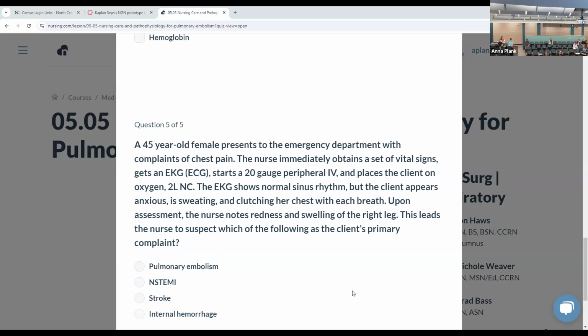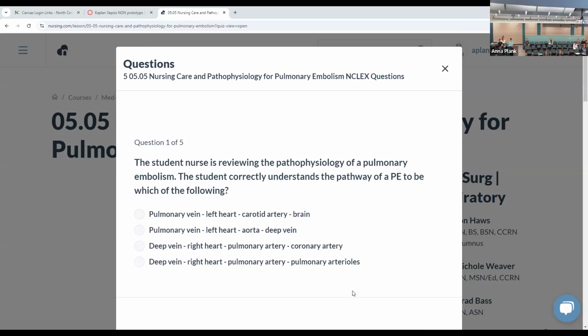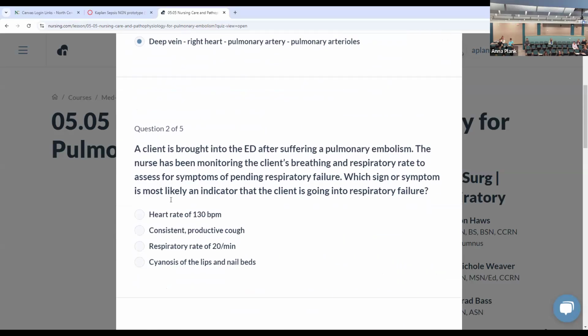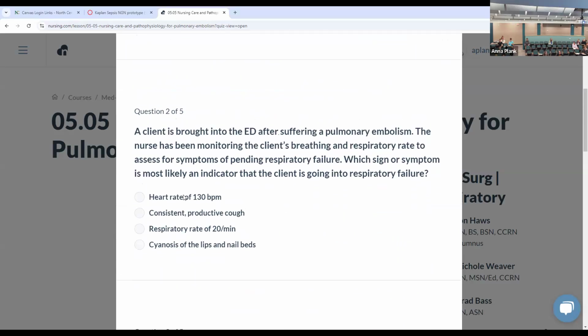All right. We'll take this together and we'll submit it and see how we do. So which one of these explains the pathway? Where does it normally start? The deep vein, then it goes to where? The right heart, then pulmonary artery, and then where? Okay, so you feel pretty confident that that's the right answer? I haven't taken this yet, so I hope that's right.